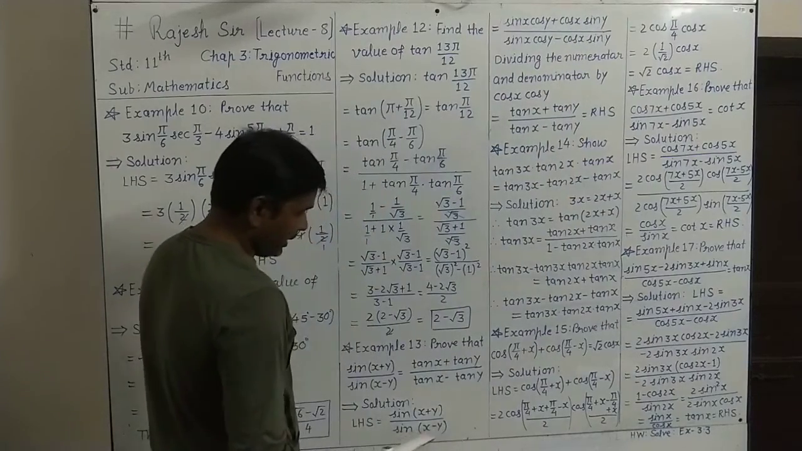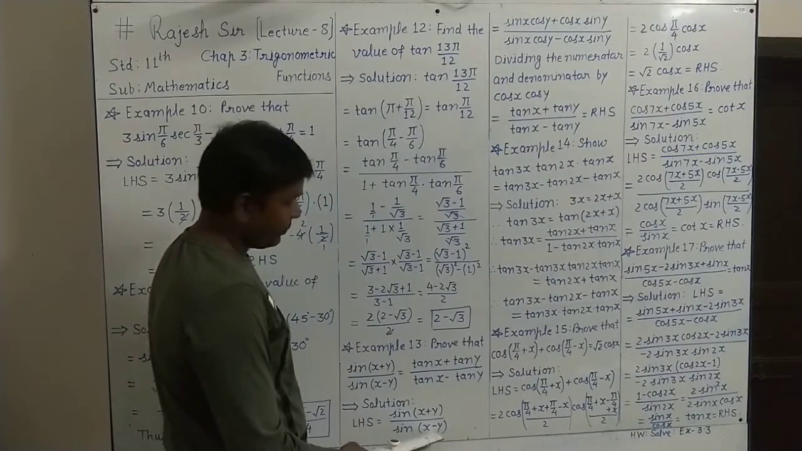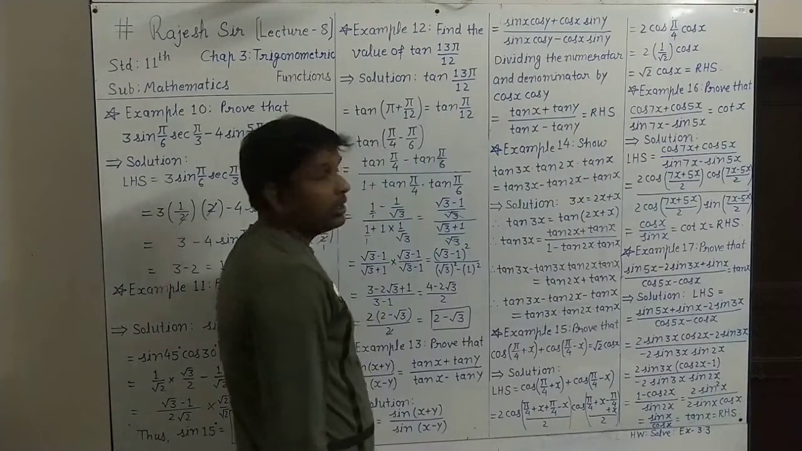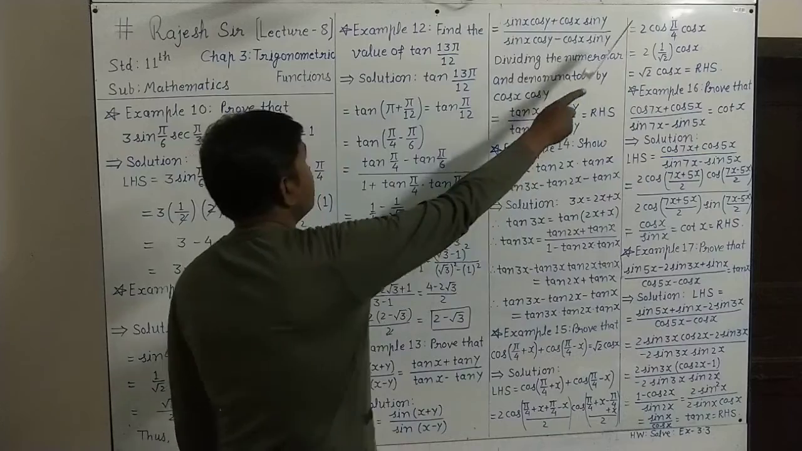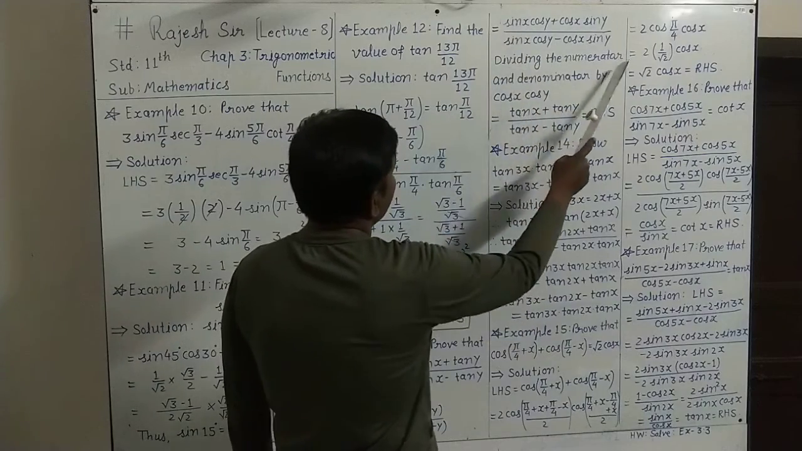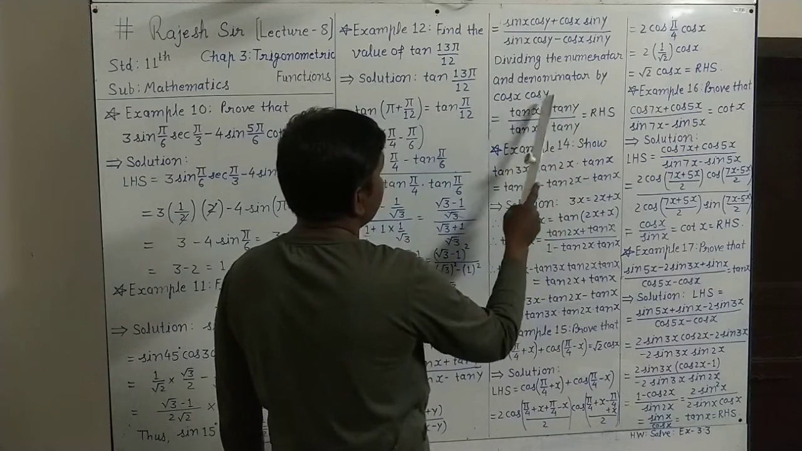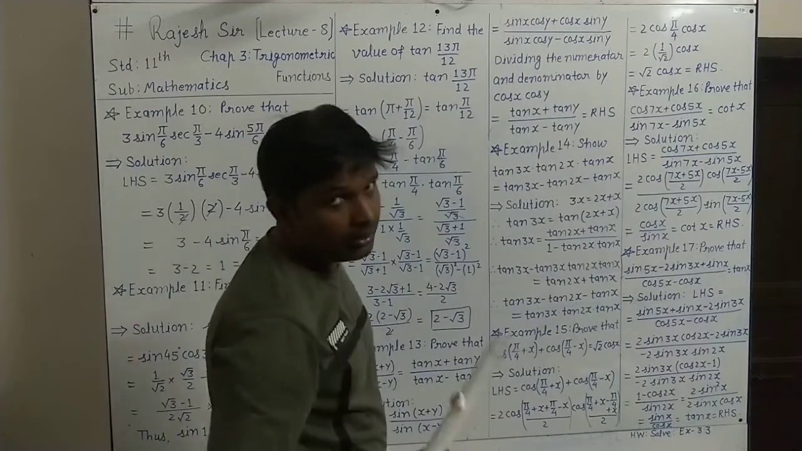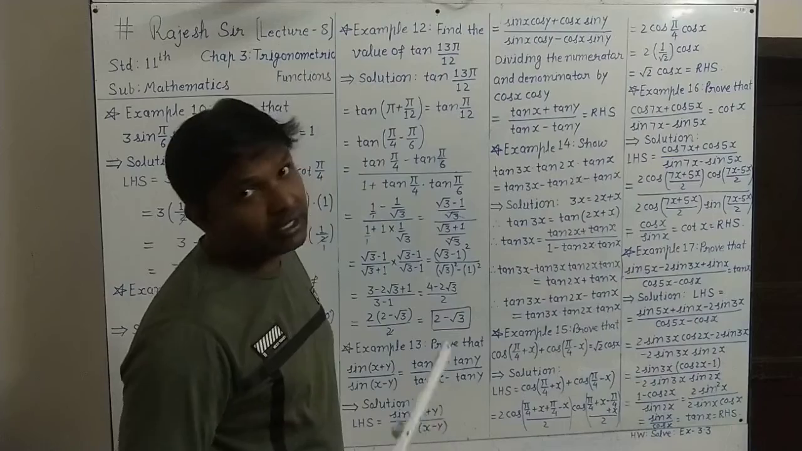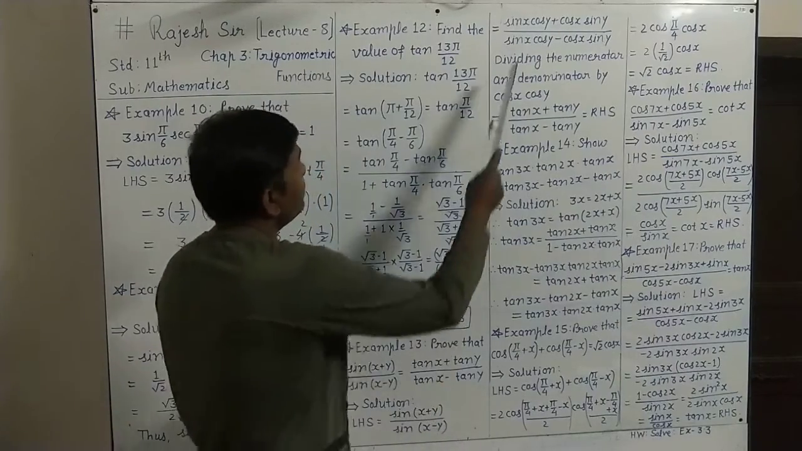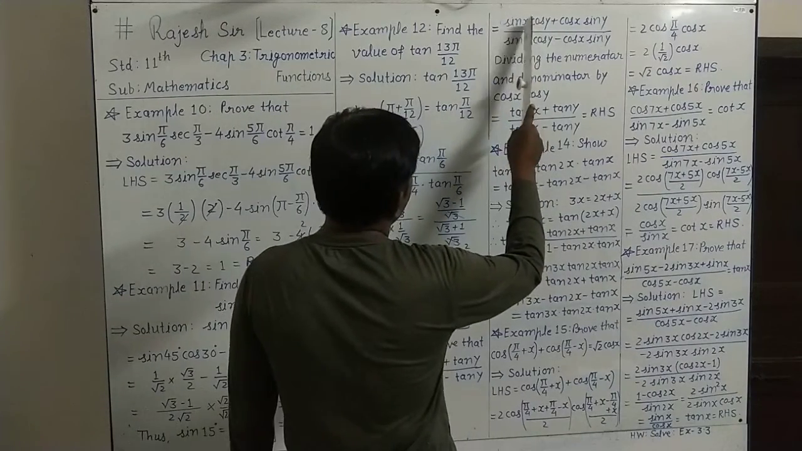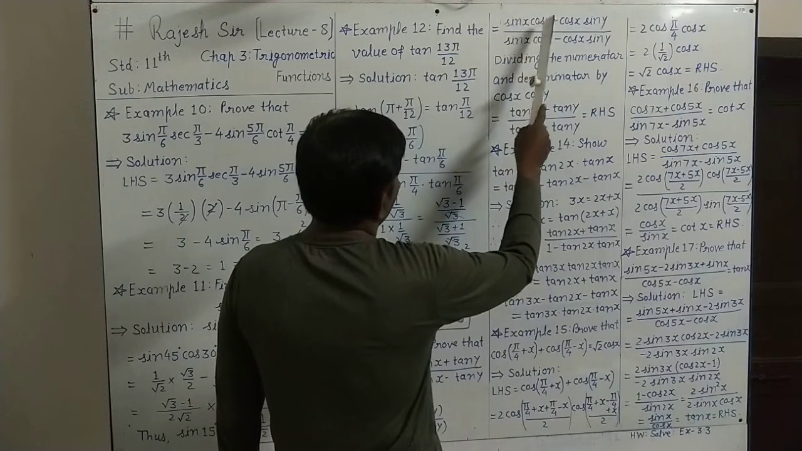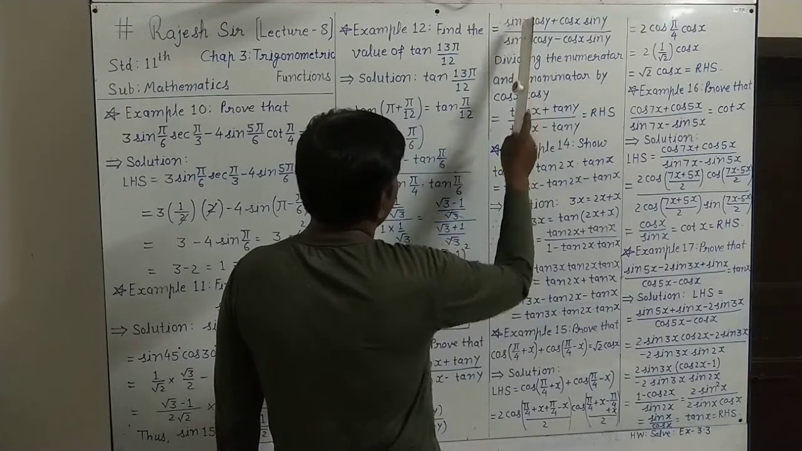And down there also sin of x minus y, that formula also we have seen: sin x cos y minus cos x sin y. Now this expression is there. Divide the numerator and denominator both by cos x and cos y. You have to divide by cos x and cos y in the numerator as well as in the denominator. So each and every term you have to divide. When you divide the term sin x into cos y by cos x and cos y, the cos y cancels. It will be sin x upon cos x.